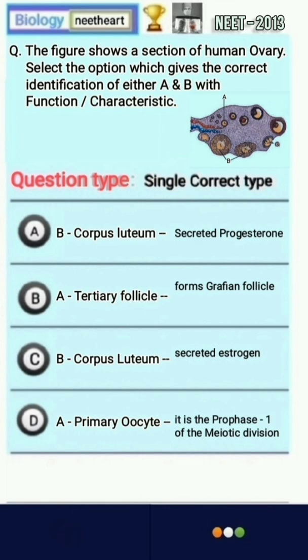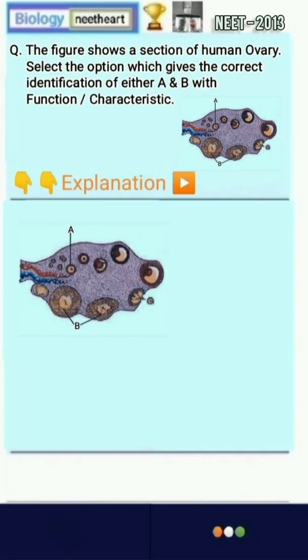So here a diagram is shown, and this is the diagram of a section of the human female ovary. Now the human ovary, or the female gonad, is the site of formation of ovum. The outer peripheral region is the cortex and the inner region is the medulla. So let's see now what is happening in this diagram.